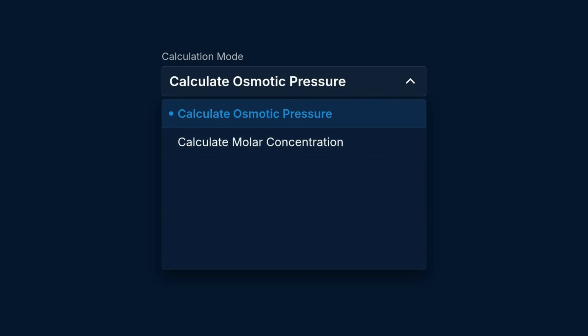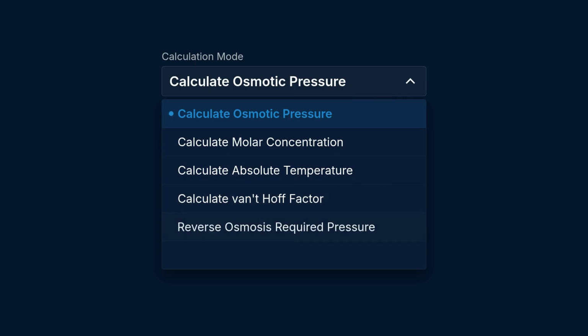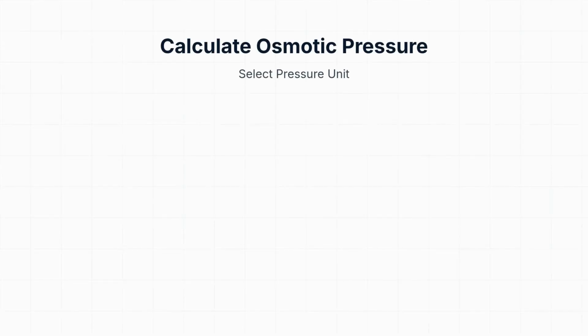Options include Calculate Osmotic Pressure, Calculate Molar Concentration, Calculate Absolute Temperature, Calculate Van't Hoff Factor, Reverse Osmosis Required Pressure, and Calculate Molecular Weight from Osmotic Pressure. For this demo, I'm using Calculate Osmotic Pressure.